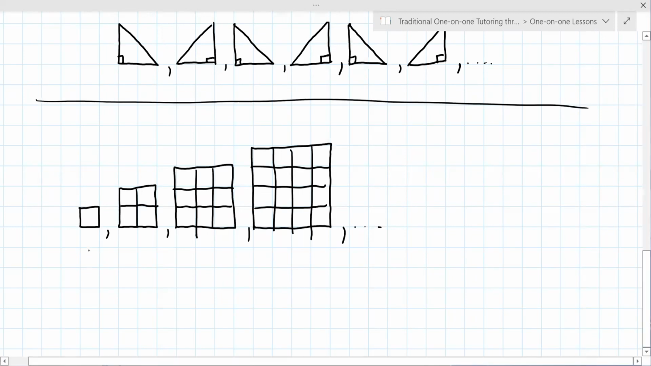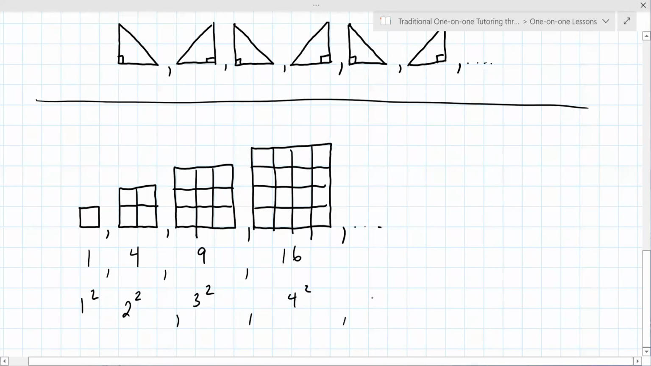How many cubes do you have here? There's only one, and then here there's four, and then here is nine, and then right here is 16. Okay, so this is like 2 squared, 3 squared. Yeah, squared. This is like 1 squared.